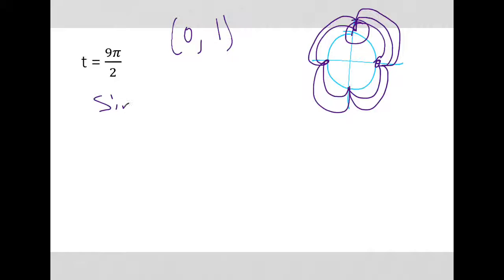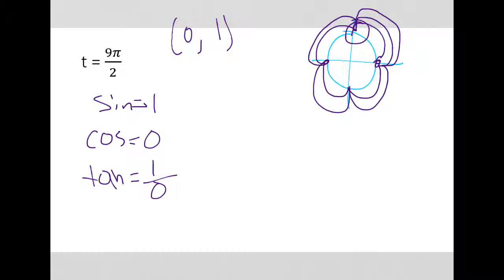So sine is going to give me 1, cosine is going to give me 0, tangent is going to be undefined because it's sine over cosine. You can't divide by 0.